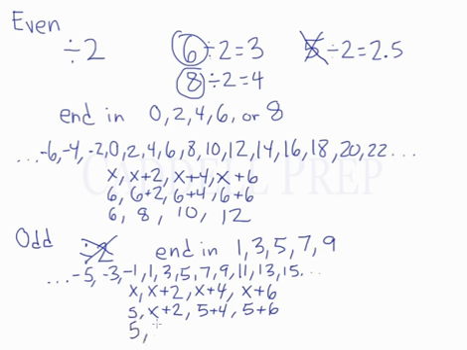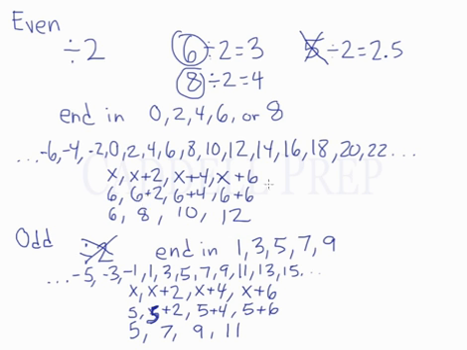So we end up with 5. 5 plus 2 is 7. 5 plus 4 is 9. 5 plus 6, 11. So odd numbers, 5, 7, 9, 11.